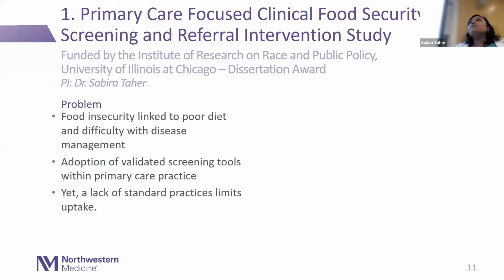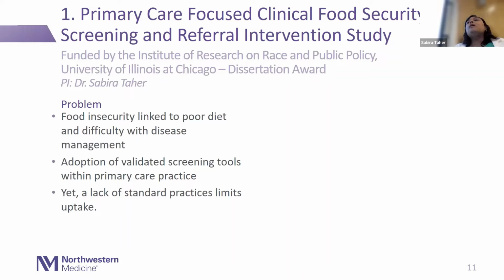So the problem that was identified is that food insecurity is a social determinant of health that is linked to poor diet and difficulty with disease management. In fact, 1 in 8 Americans experience some type of food insecurity in the United States. It typically affects low-income populations. It's an economic condition whereby quality healthy food is unattainable, whether it's too expensive or individuals don't have a way to get to the grocery store. Maybe they don't own a car, they lack transportation.